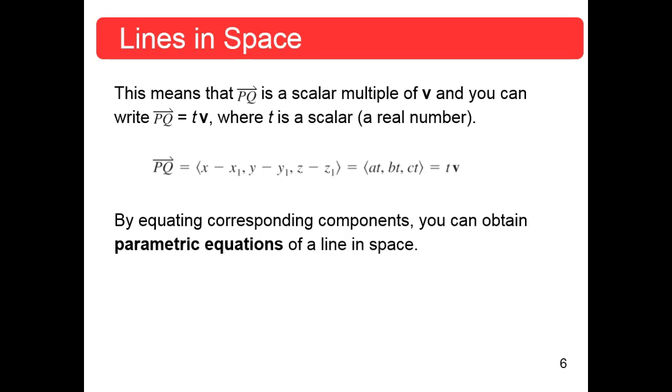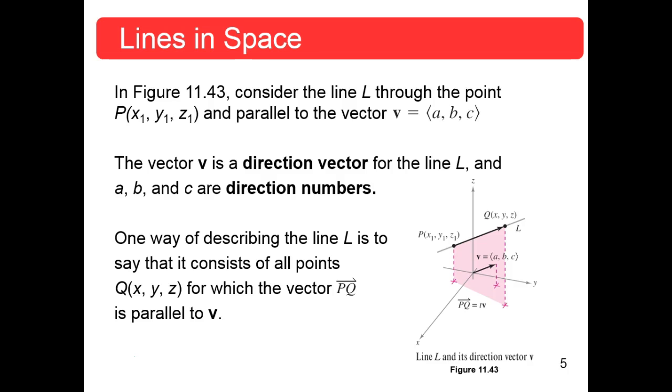There you have it. Variable x minus point x1 is equal to a times t. There's a parametric equation. Y minus y1 is equal to bt, and z minus z1 is equal to ct, where t is some scalar quantity that makes that true, and your A, B, and C are your components of your direction vector V. And they also call them the directional, what do they call it? Directional components? Direction numbers. Direction numbers.